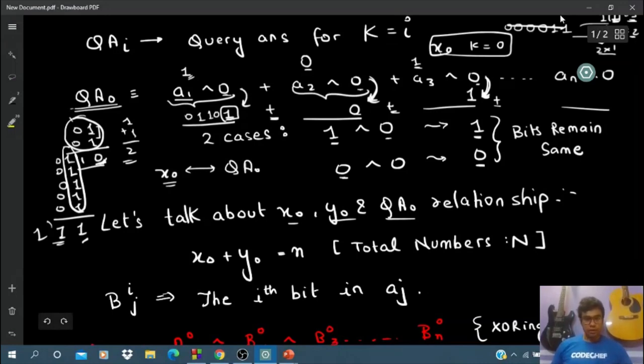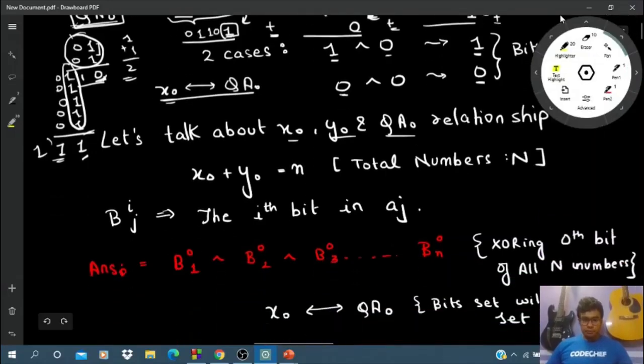because the addition of all of these values will be qa0. So that means, because I don't know the value of x0, but I know the value of qa0, and I know the relation between qa0 and x0, I can draw this correlation that they will have the same parity, as we have talked about here in this case.